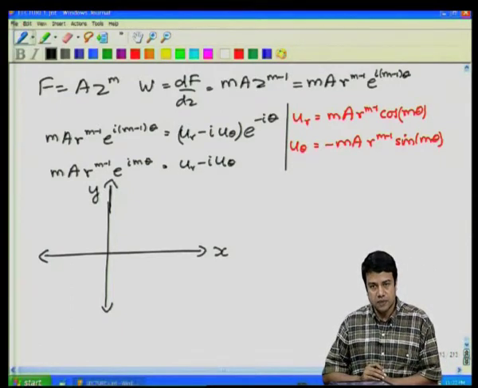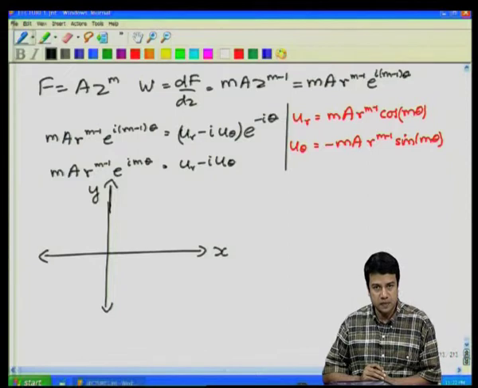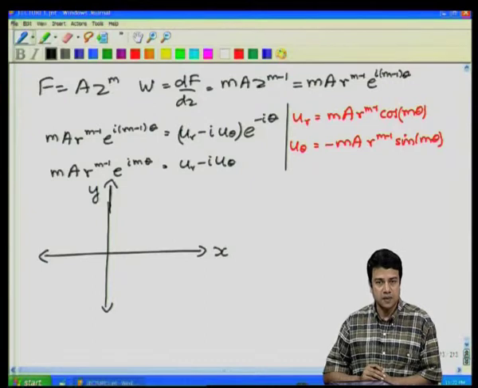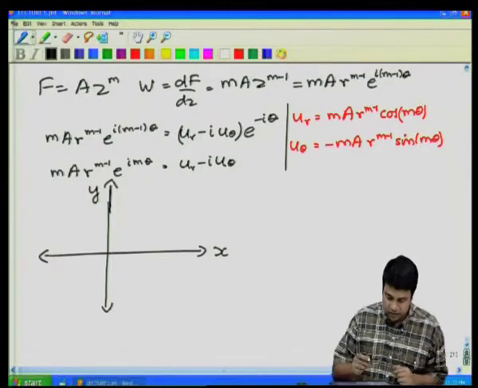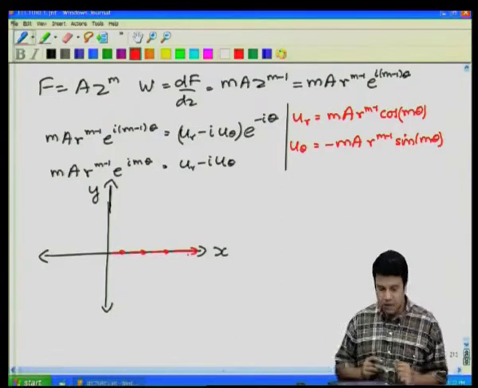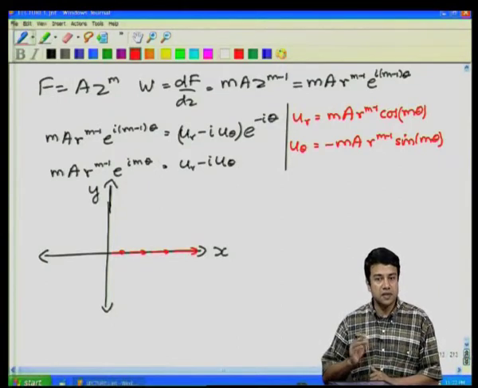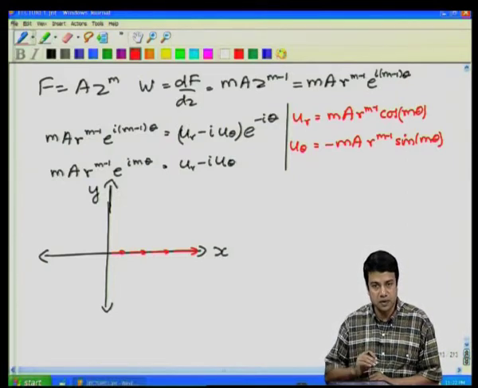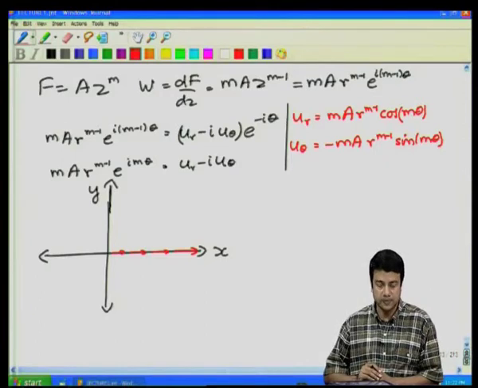Along theta is equal to 0, cos of m theta is equal to 1, and sin of m theta is equal to 0. Therefore, u r is equal to m a times r power m minus 1, and u theta is equal to 0. So, that means that along the x axis you have a velocity that is only in the radial direction, radially outward. The velocity magnitude increases as you go outward, proportional to r power m minus 1.